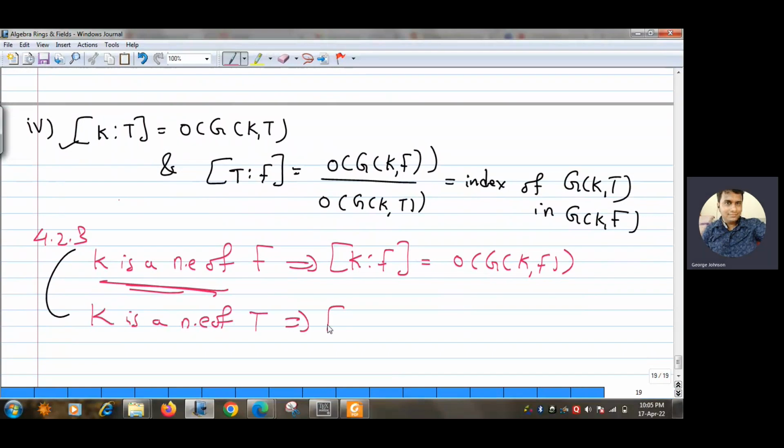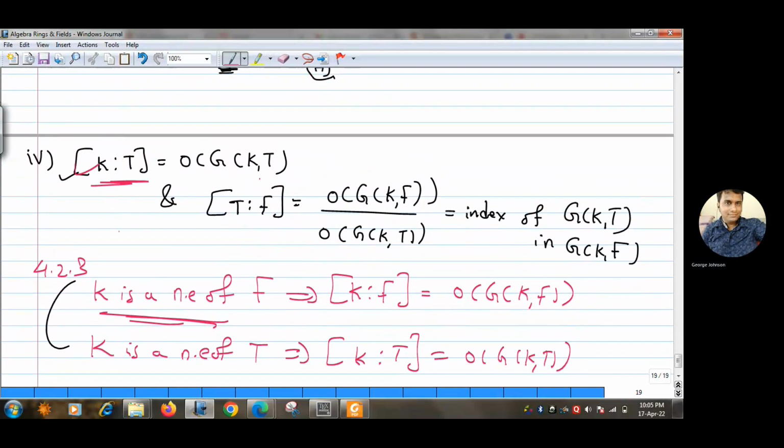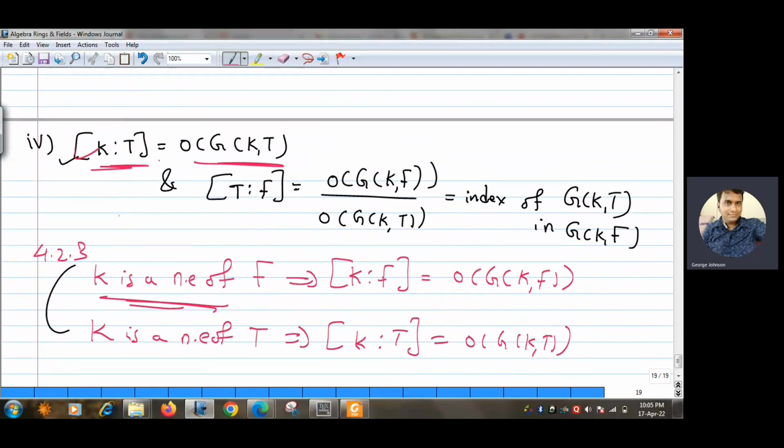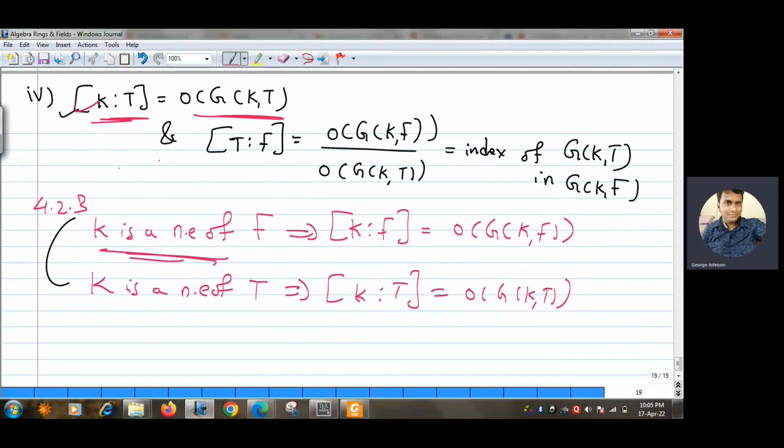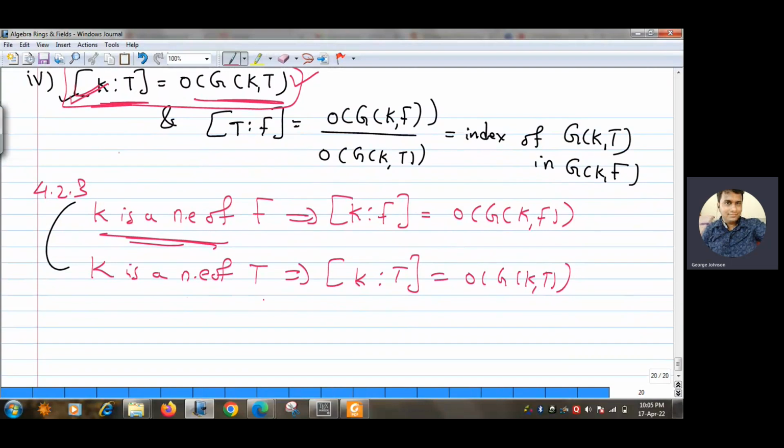And that will imply the dimension of K over T is the same as the order of GKT. And that is what we have to prove here: the dimension of K over T is the same as the order of GKT. So the first part is true because K is a normal extension of T. So we have proved already this part, because K is a normal extension of T.